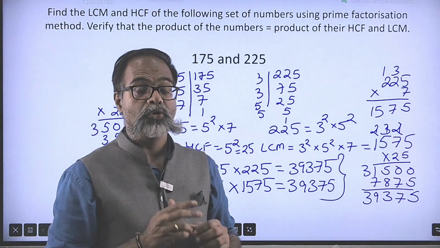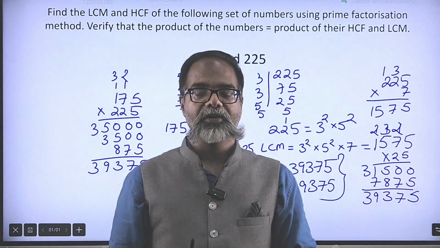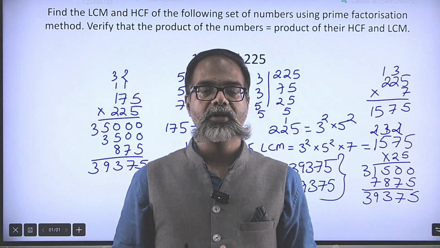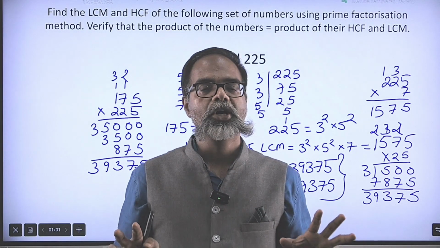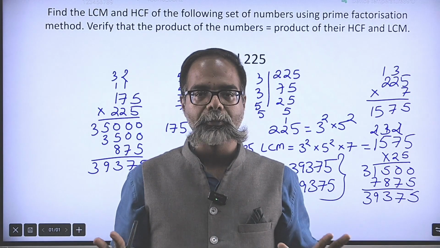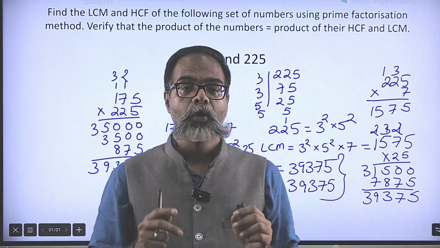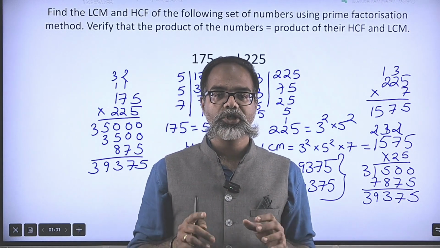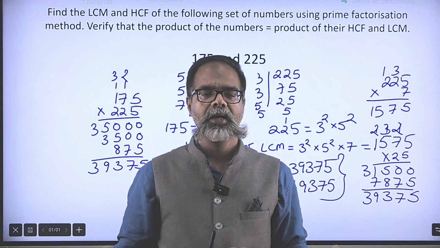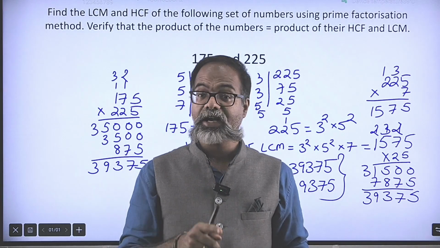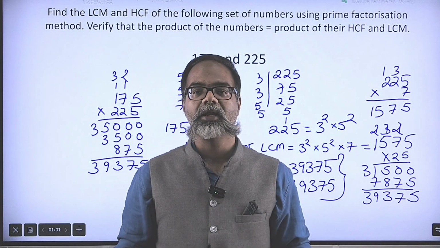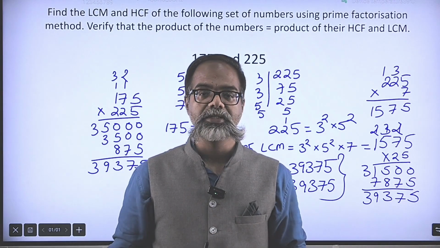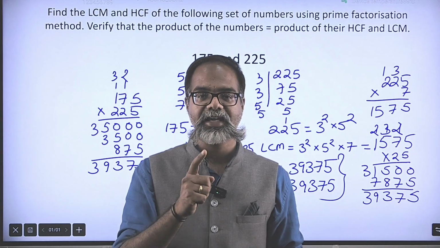LCM. You just need to be very careful with the prime factorization of the given numbers, and then the multiplication. Usually we don't get too large numbers like this, but even if you do, if you're careful enough with your calculation, you will definitely get the right answer. Practice a lot more examples and you will get mastery over this fundamental, that the product of any two numbers is equal to the product of their HCF and their LCM.